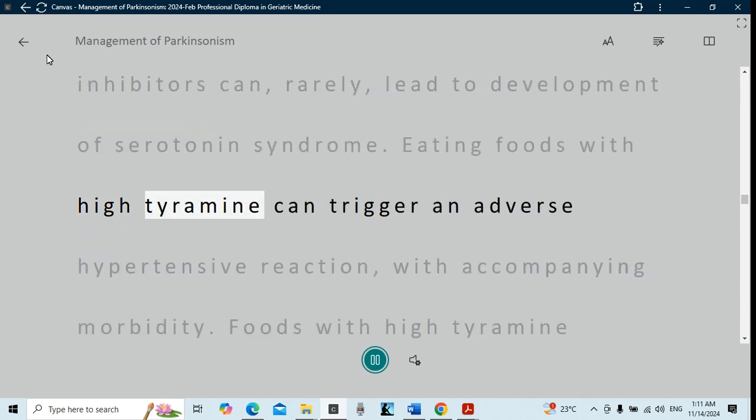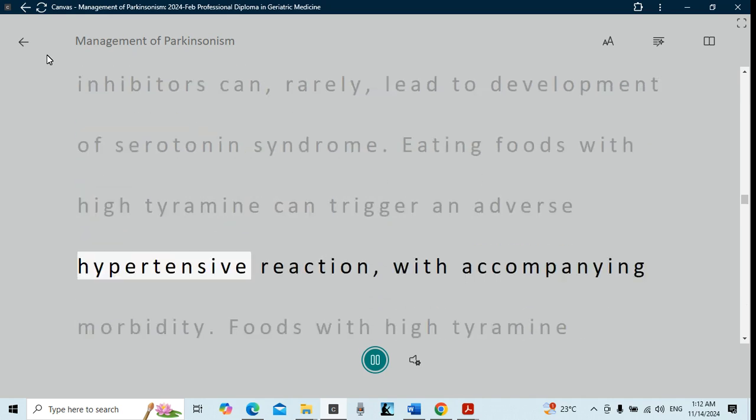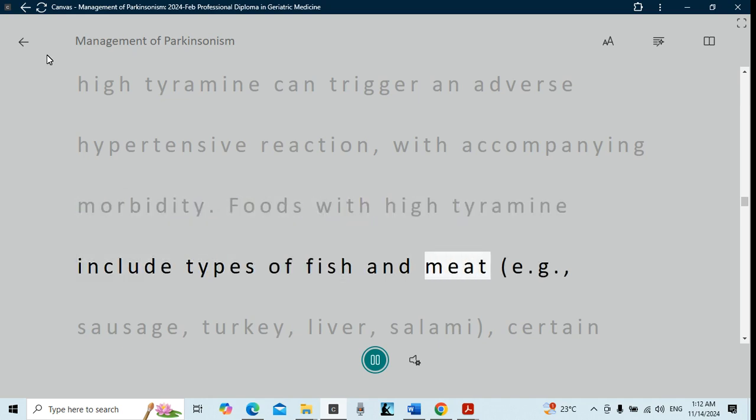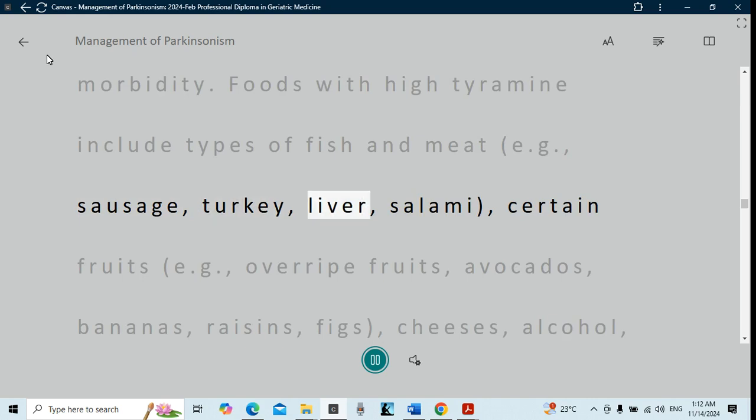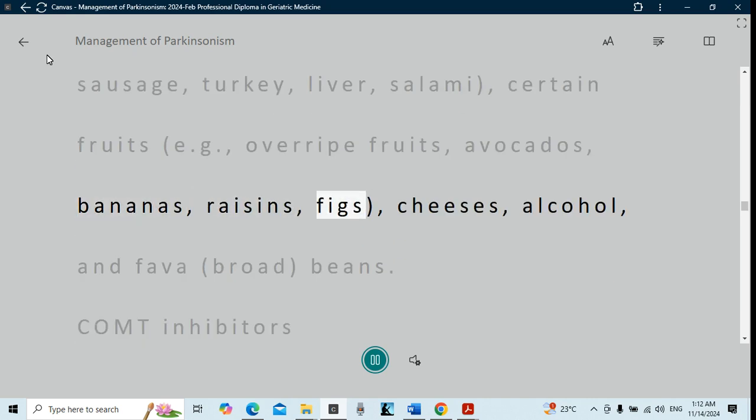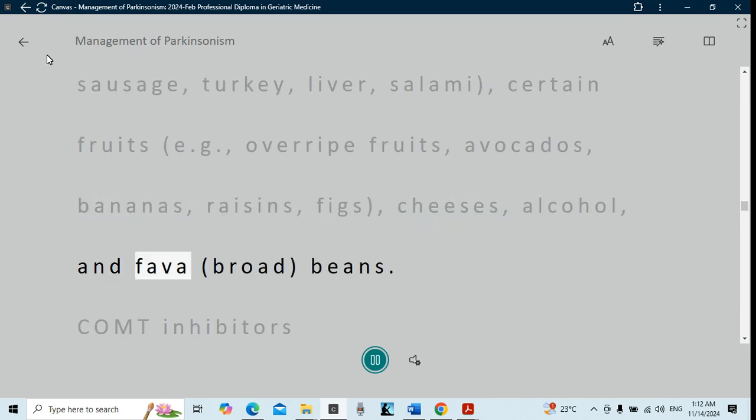Eating foods with high tyramine can trigger an adverse hypertensive reaction, with accompanying morbidity. Foods with high tyramine include types of fish and meat, e.g., sausage, turkey, liver, salami; certain fruits, e.g., overripe fruits, avocados, bananas, raisins, figs; cheeses, alcohol, and fava, broad beans.